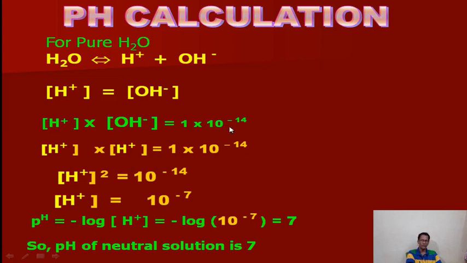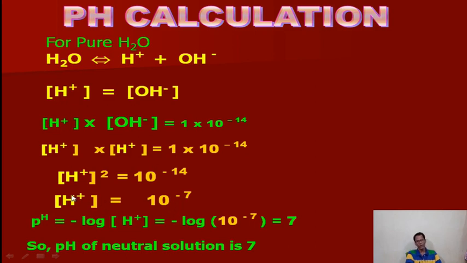The product is always 10 to the power minus 14. If H plus ion is equal to OH minus ion for water, then OH minus can be replaced by H plus. So H plus into H plus is equal to 10 to the power minus 14. Then H plus square is equal to 10 to the power minus 14. Then H plus is equal to 10 to the power minus 7.